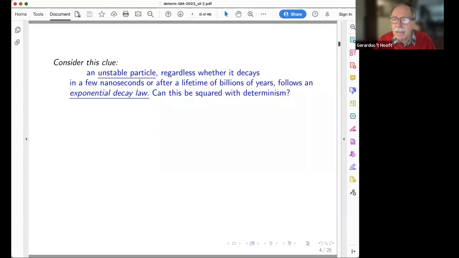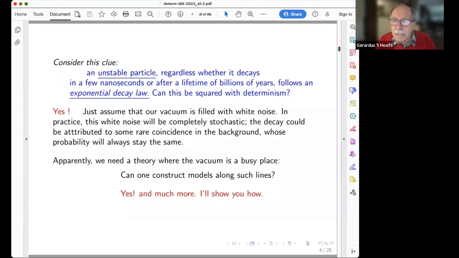And the question you can then ask is, can you square this with determinism? And the answer is absolutely yes. By itself, such a decay would be a normal thing to expect in a deterministic theory. But you have to remember one thing. The state we call the vacuum state, which is a state with no particles present at all, that state is not empty. There's lots of things going on. In fact, what we call vacuum looks more like white noise.